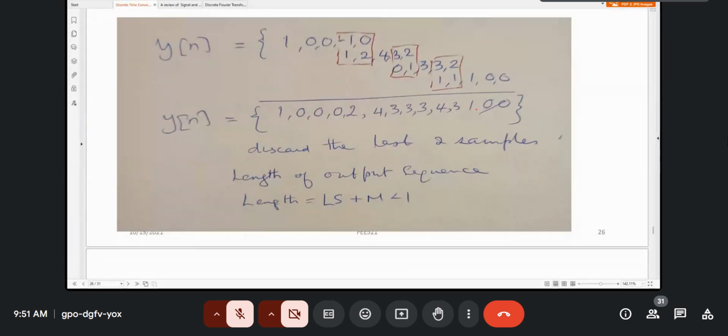Because we won't look at overlap save. It's almost similar, but we can look at it in the class, in the next class.